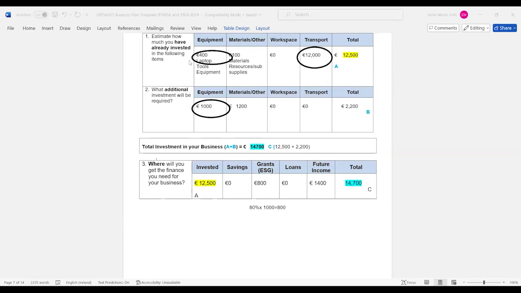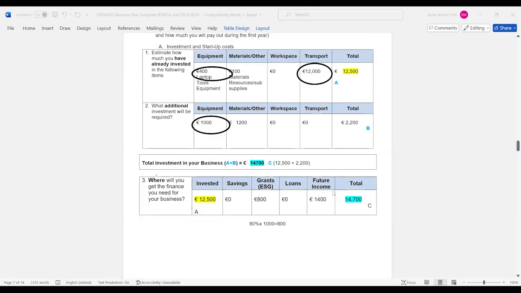So this is the investment and startup section of the plan, and you can see here that in the example here, €1,000 was included as what was needed for additional equipment. And that equipment is itemized down below under the ESG section. If you intend to apply for the grant for materials, workspace, or transport, just make sure that the amounts here correspond with the information below.